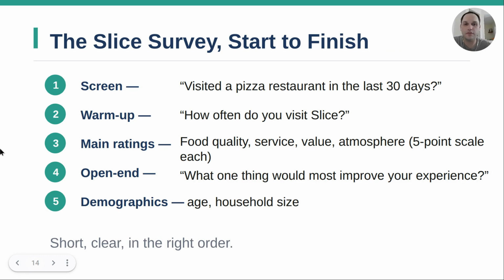Let's put the Slice survey together in order. First, the screener. Have you visited a pizza restaurant in the last 30 days? Then the warm-up. How often do you visit Slice? Then the main ratings, each on a 5-point scale. Food quality, service, value, and atmosphere.